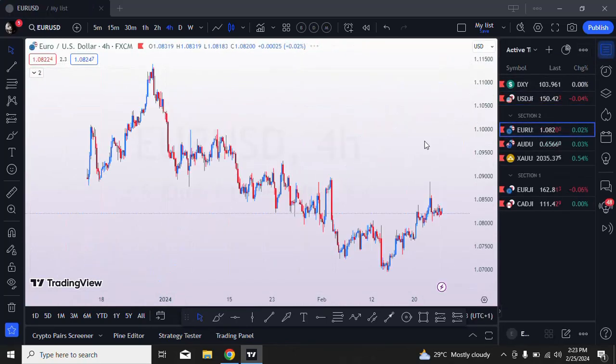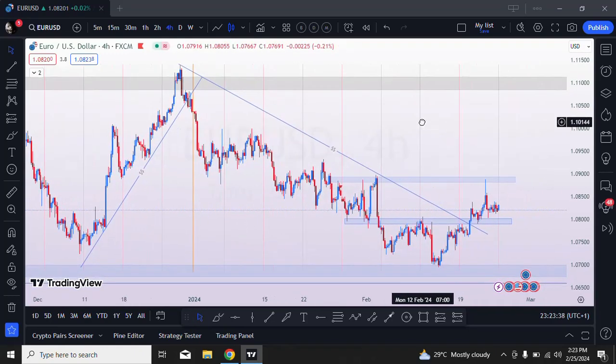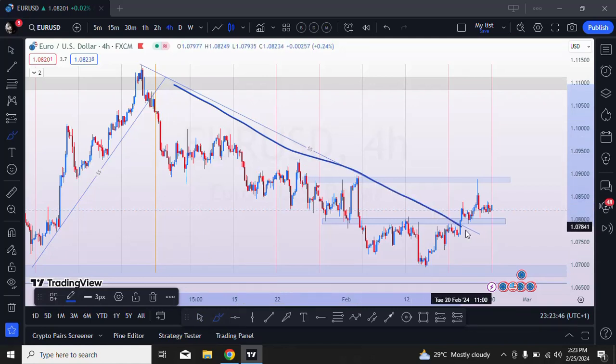EURUSD. So what can we see from EURUSD? On the 4 hours time frame, you can see that from the beginning of the year, EURUSD has been super bearish since January up to this moment.